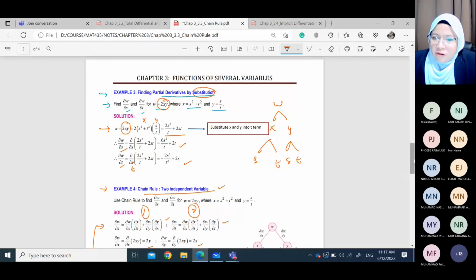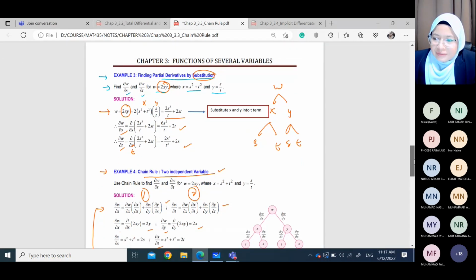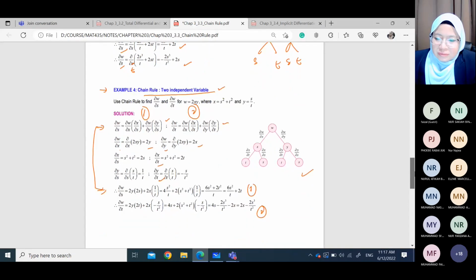Okay, so ada soalan? Untuk example 3 and 4. Any question? Tak ada? Betul ni? Ada.